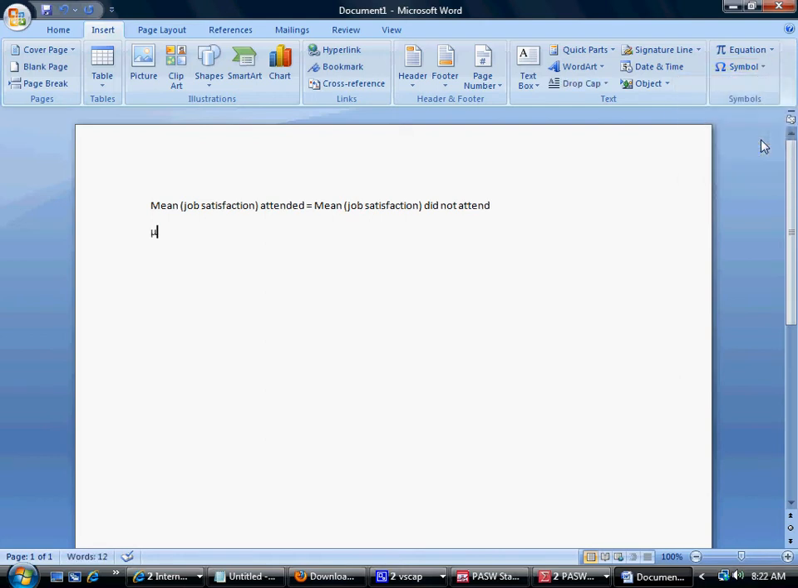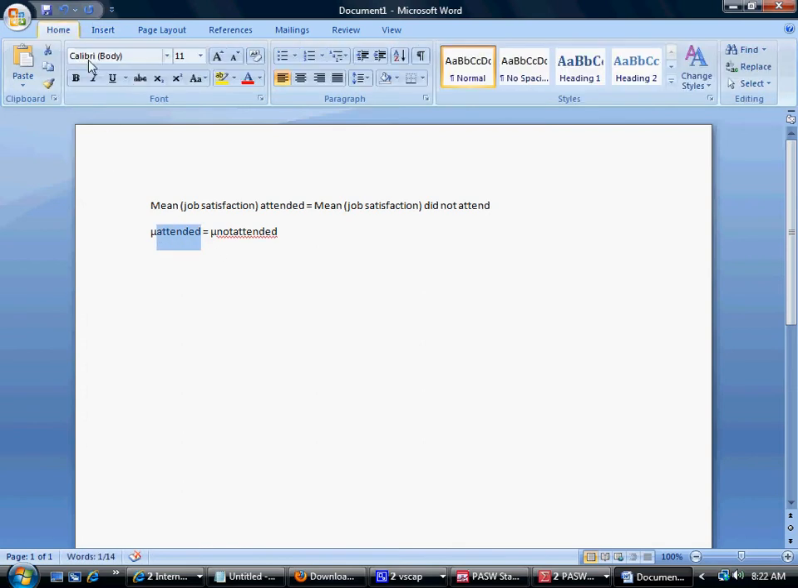So we'll go mu, and then we'll have for the attended group. So this means mean of job satisfaction for attended equals, we'll get our mu back again. Oh, it moved since I just used it, for not attended. And we can actually make these into little subscripts. If we go back to home and click on subscript for the mean and the mean of the not attended group. And so that's going to be our null.